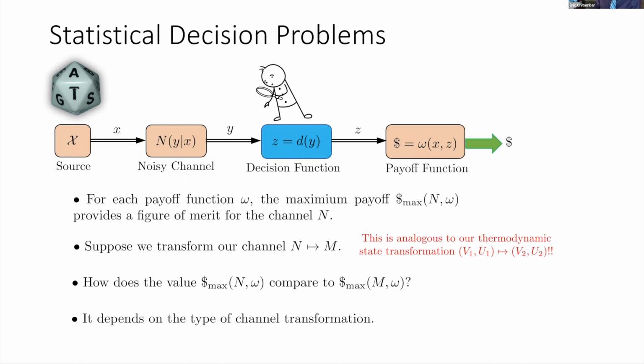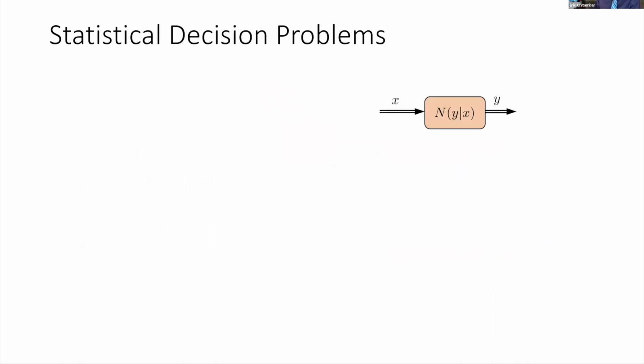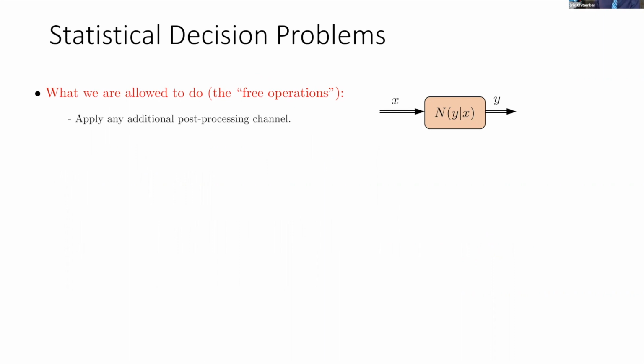Well, of course, it will depend on the type of channel transformation you perform. So let's think again, as we're the experimenter, and there's certain restrictions imposed on what we can do. So what are the allowed transformations? What are the free operations that we can do? So we're starting off with this channel N, and we're going to convert it to another channel M. And let's look at one specific type of transformations, which involves applying some additional post-processing channel.